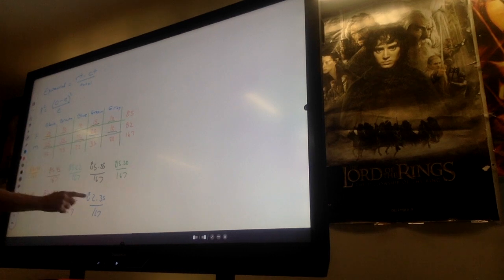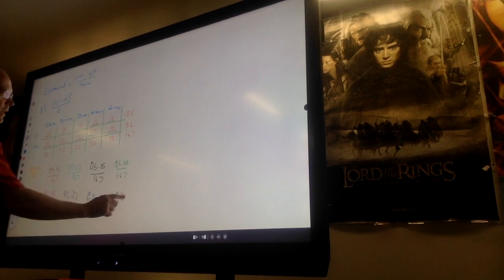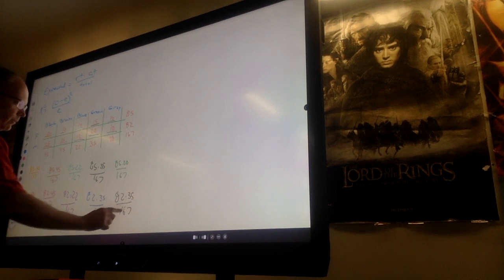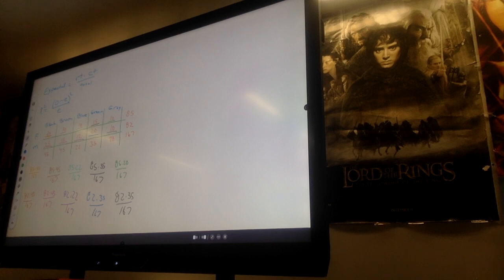Alright, the middle one, 82 times 35 divided by 167. Alright. So, does everybody feel comfortable with what we did? So we're trying to find the expected value. These are the observed values. We're trying to find the expected values. Does that make sense? Yes.